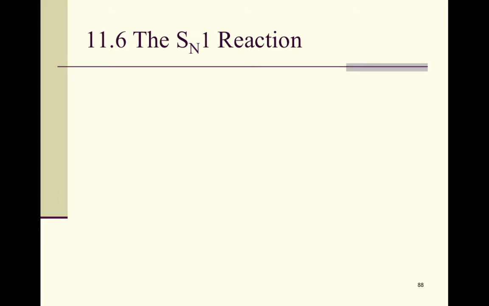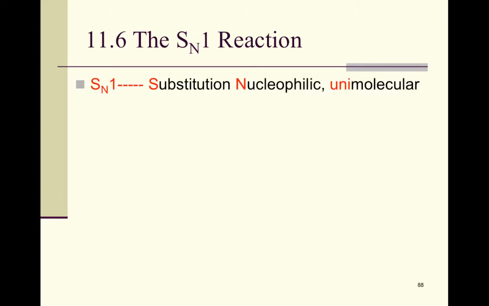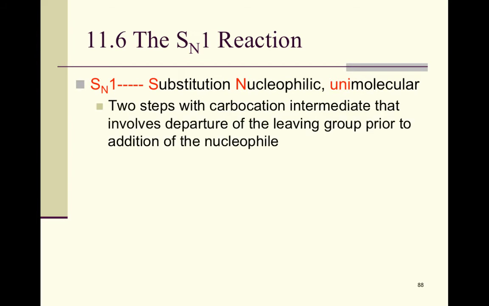The SN1 reaction. SN1, the S is substitution, N is nucleophilic, and in this case it's unimolecular. Two steps with a carbocation intermediate that involve the departure of a leaving group prior to the addition of the nucleophile. This occurs in tertiary, allyl, and benzyl. Remember, SN2 is better for primary and secondary, so now we're seeing a substitution that's really good for tertiary and some other stuff.